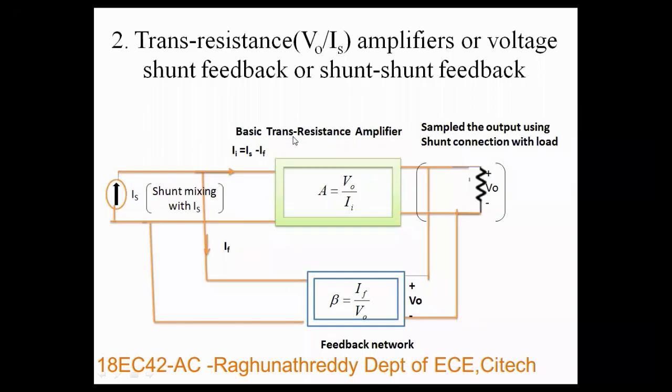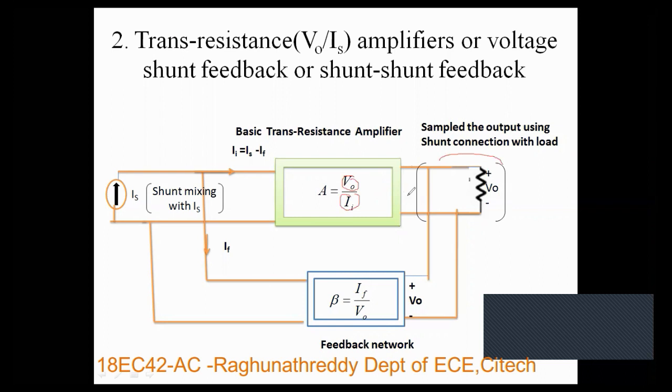Transresistance amplifier. Trans still means output by input. Resistance means voltage by current, so output voltage by input current. This is the basic transresistance amplifier gain, A equal to V naught by I. So the output quantity is voltage, and the type of sampling connection required is a shunt connection at the output side.